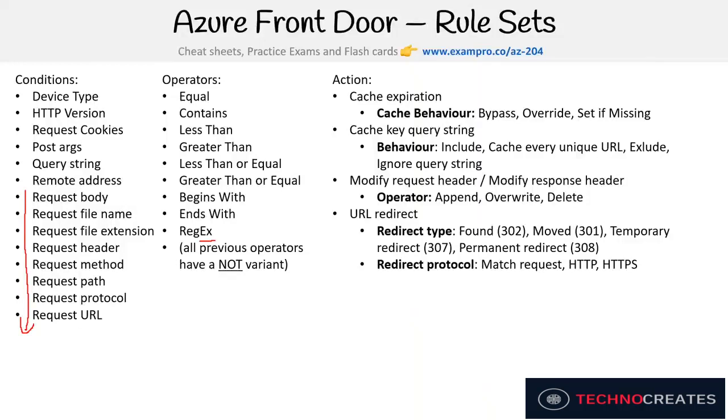So the idea is that you can send it to different types of redirects, such as a temporary one or moved, like 301 or 307 or 308. You can rewrite URLs. You provide a source pattern and then a destination. You can override the origin group there. So a lot of stuff you can do within those rule sets.